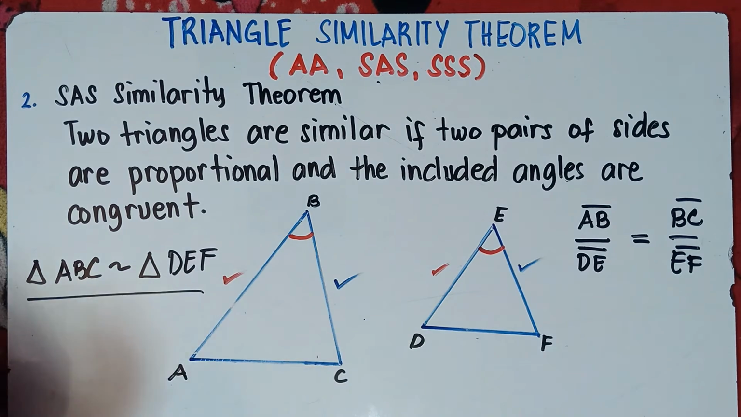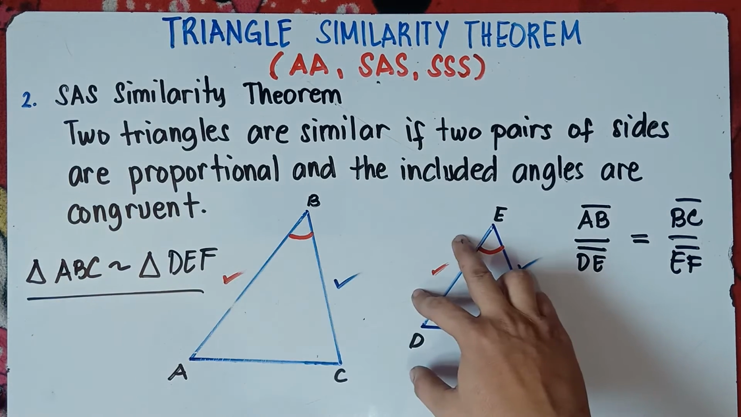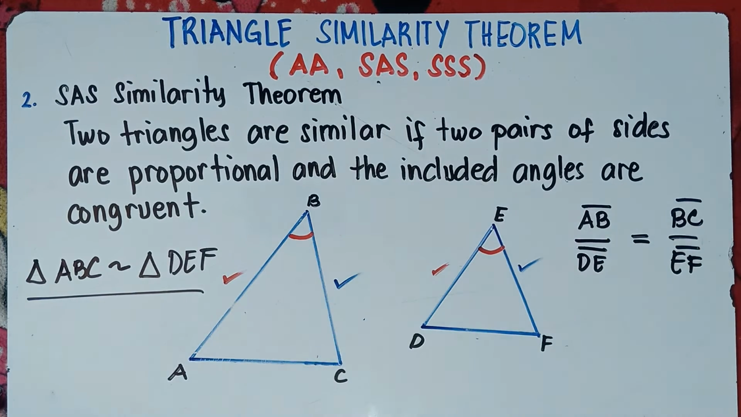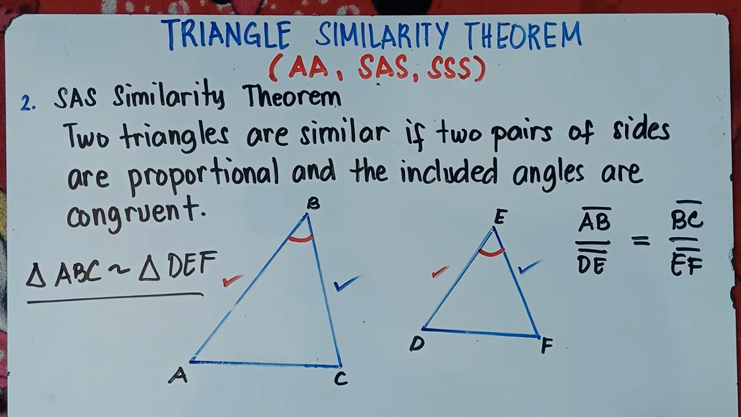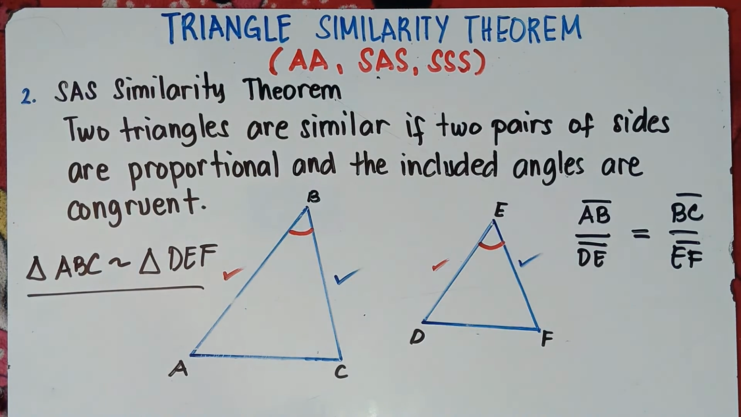Alright, so that's the thing there, class, about SAS. The ratio of this side over this side is equal to the ratio of this side over this side. Let's give an example, class, for you to understand SAS. I will give you two examples in each similarity theorem so that you will really understand this triangle similarity theorem. Alright, let's have an example for SAS.